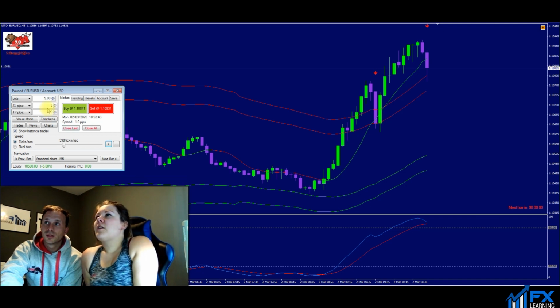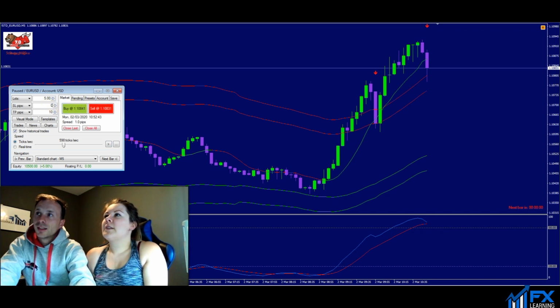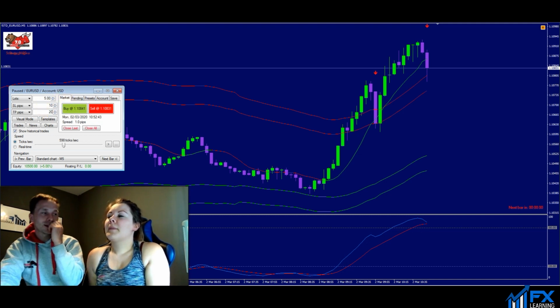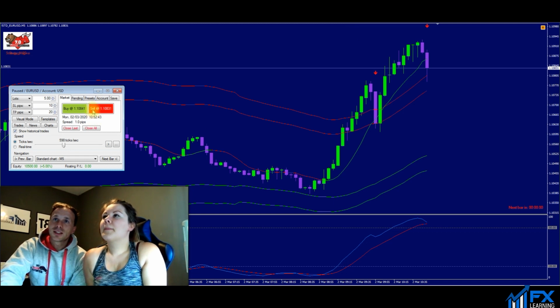5 for the lot size. Stop loss at 10. And the other one at 20. So you're getting a 1 to 2 risk reward ratio, which means you're risking less to make more. Happy? Sell.